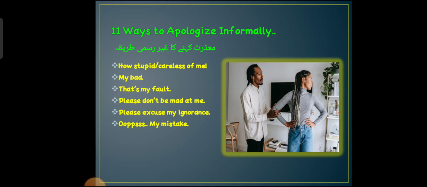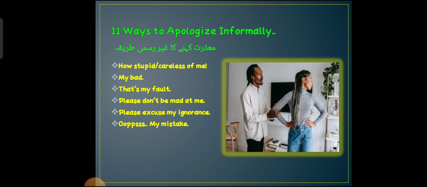How stupid or careless of me. How stupid of me, how careless of me is a way to say sorry. My bad. My bad means again that you want to say sorry. That's my fault. It means you are accepting that you have done something wrong. Then please don't be mad at me. Whenever you are saying this, it means that you have admitted that something bad has happened because of you, or you have done something bad to somebody. So please don't be mad at me, or please don't get mad at me.